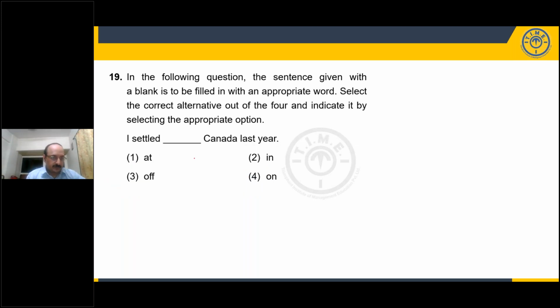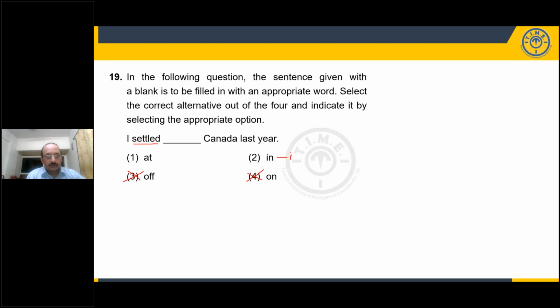I settled dash Canada last year. Now, can I say off Canada? No, because that means I'm leaving Canada. Then I can't use the word settled. On Canada? No, I can sit on a chair. I can keep this on the table. So on is used when the surface of the thing is being specified. But here Canada's surface is not being specified. I'm left with in, I'm left with at.